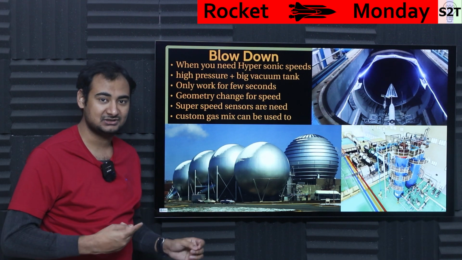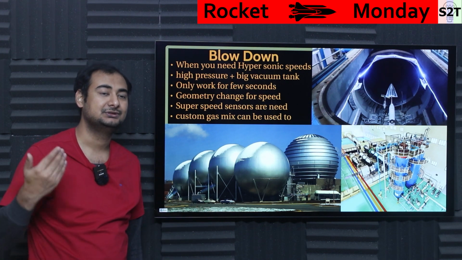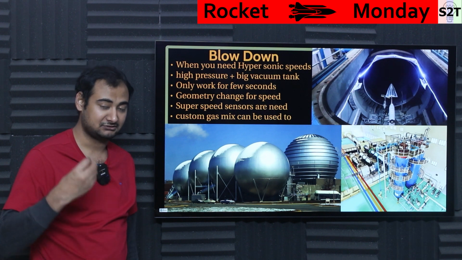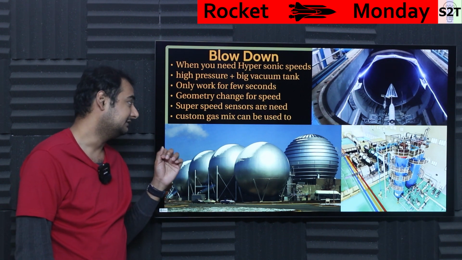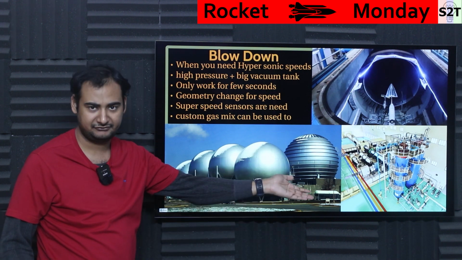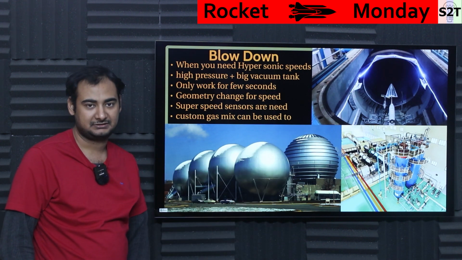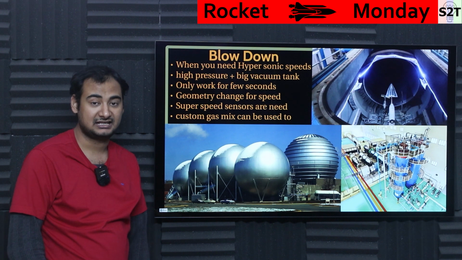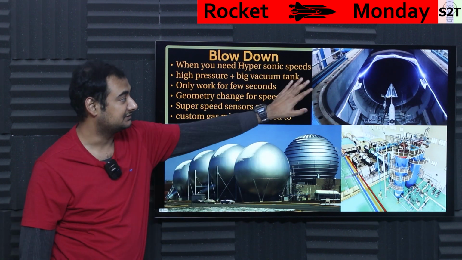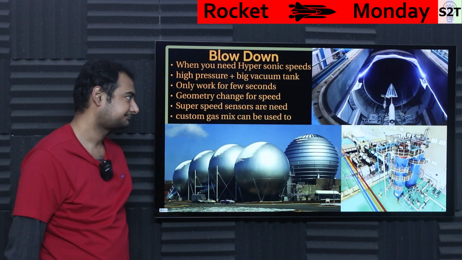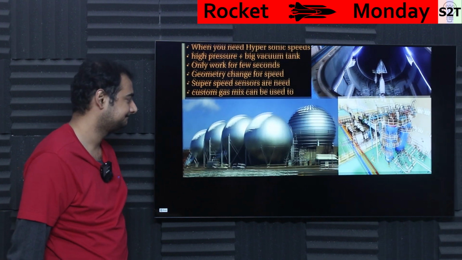Again, it's inherently a pulse. It's not even like supersonic where you have time to, okay, things are happening, I'm calculating. It's instant. So you really need super high speed sensors here. And custom gas mix can be used again. It's kind of easy because you have a pressurized area, so you can pressurize with some other gas like argon mix, helium mix, things of that nature. These are blow down, and this is China's system that they have built very recently.